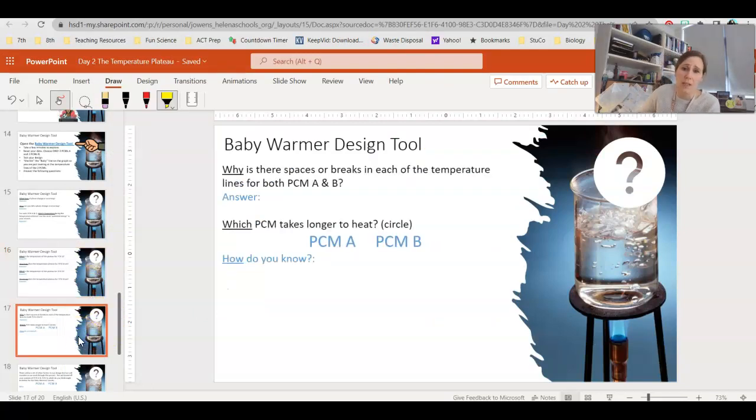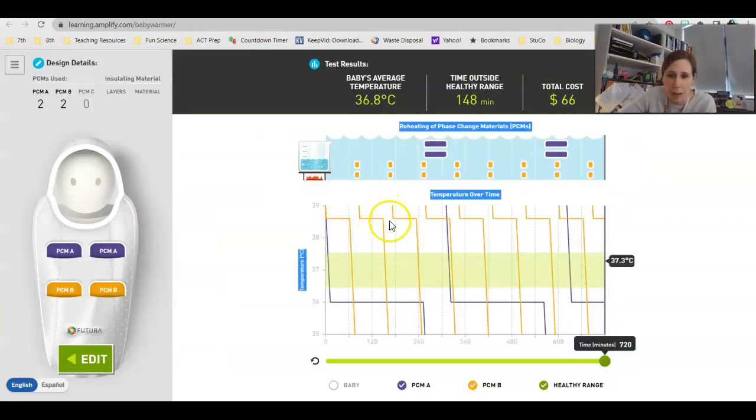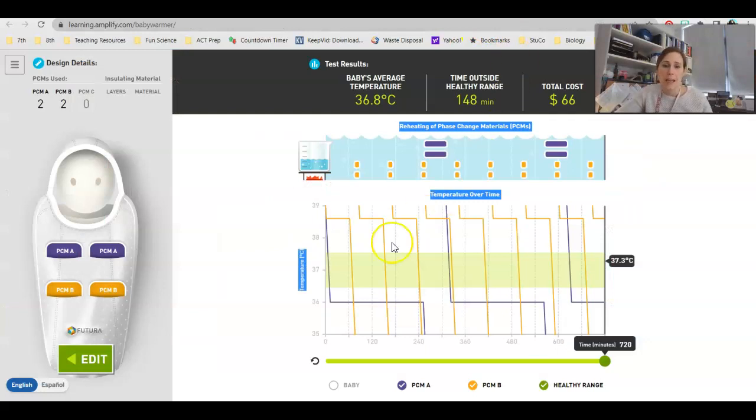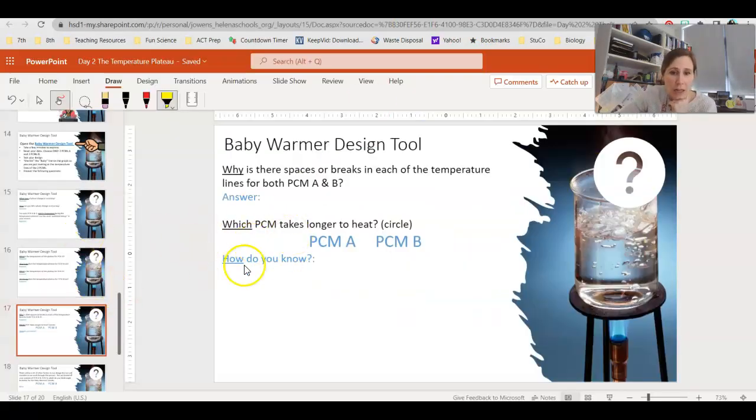And then why are there spaces or breaks in each of the temperature lines? When I refer to that, I'm talking about these spaces and breaks right here if I'm looking at the orange ones, or these big ones for the purple. I've already explained what's happening there, so think about that. And then which PCM takes longer to heat? When we have to reboil that to turn it back into a liquid, which one takes a longer time to get back into a liquid? And then finally, how do you know? Make sure you explain what part of the graph tells you how you know.